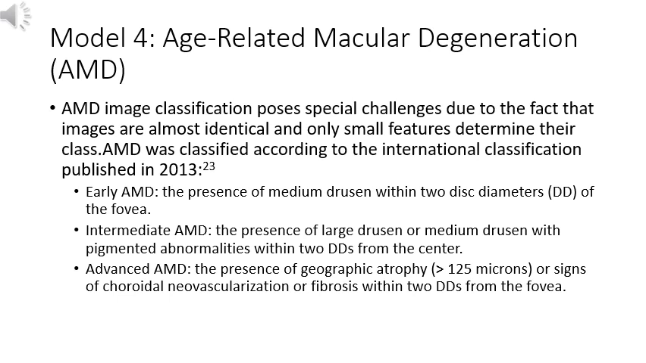Advanced AMD, the presence of geographic atrophy, 125 microns, or signs of choroidal neovascularization or fibrosis within 2 DDs from the fovea. Although the images were classified into the 3 stages of AMD for further investigations, this first algorithm was binary, and detected AMD retinas, at any stage, from normal ones.